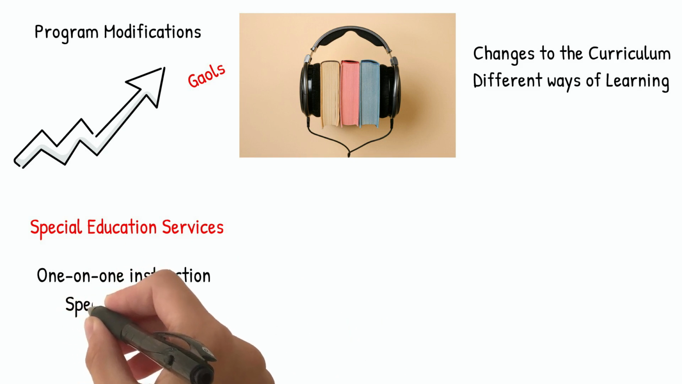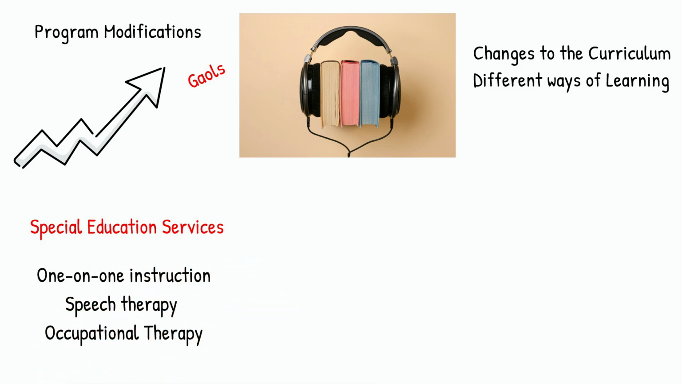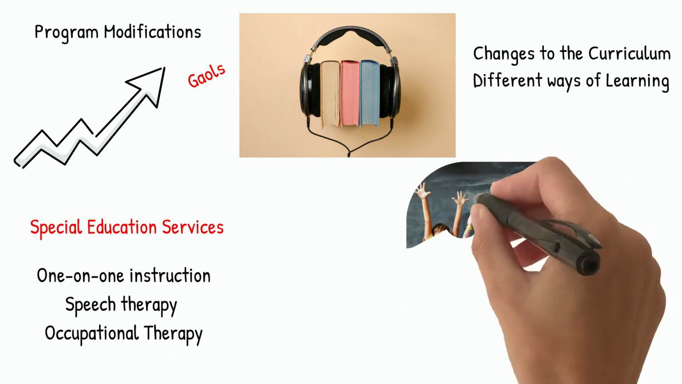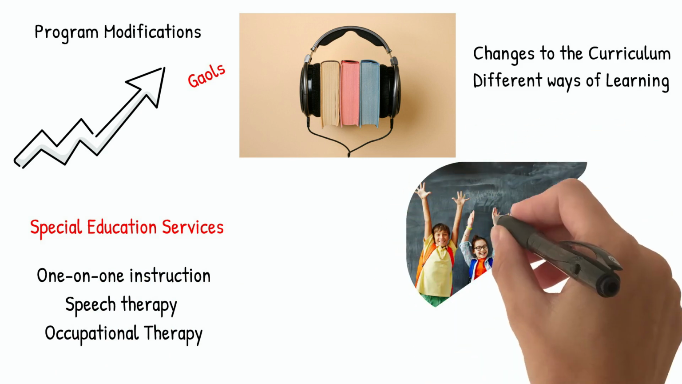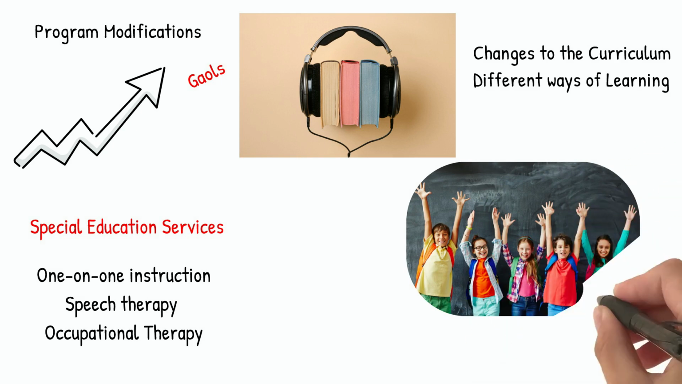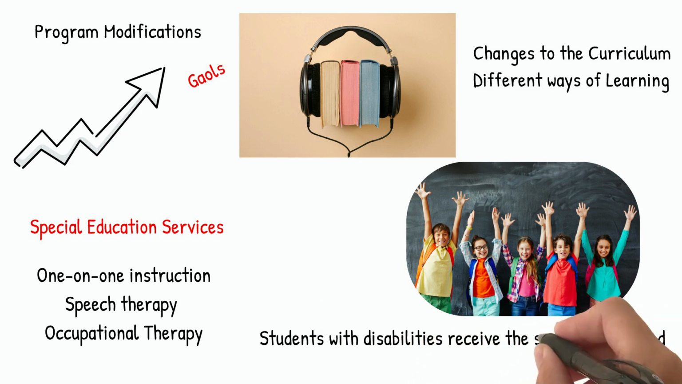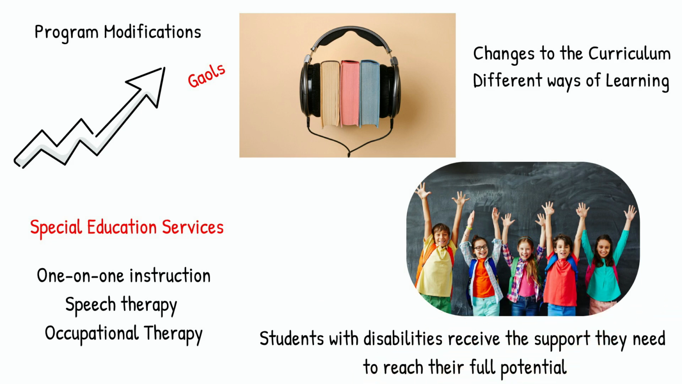These services might include one-on-one instruction, speech therapy, or occupational therapy. The goal of these services is to give the student the support they need to be successful in school. Overall, an IEP is a very important document that helps ensure that students with disabilities receive the support they need to reach their full potential.